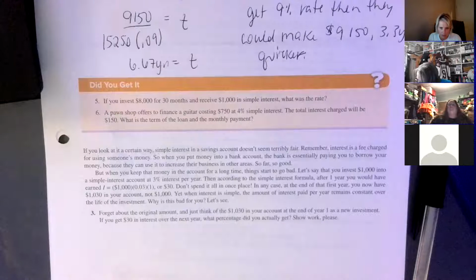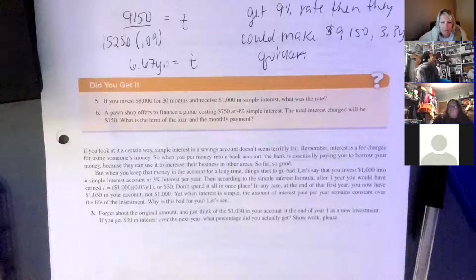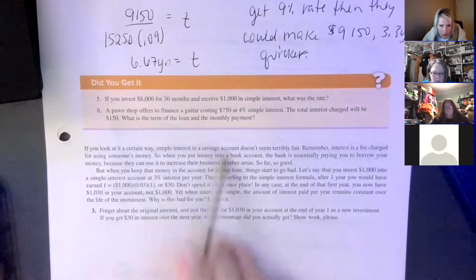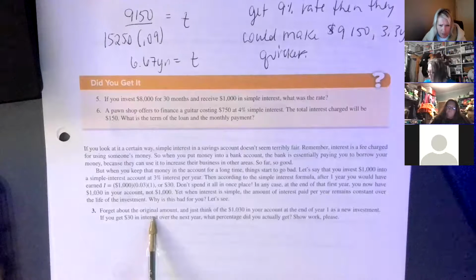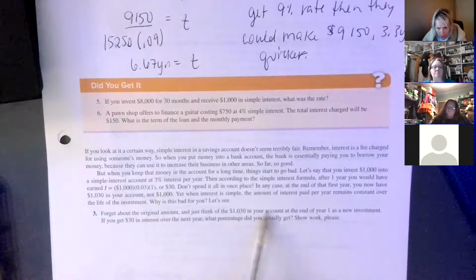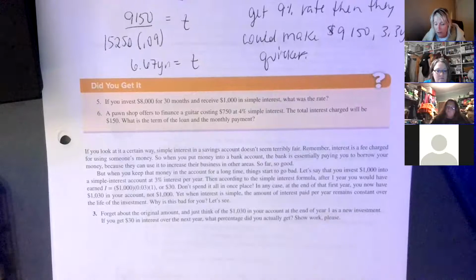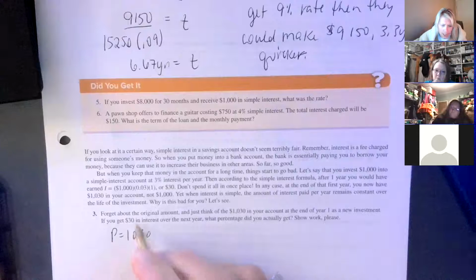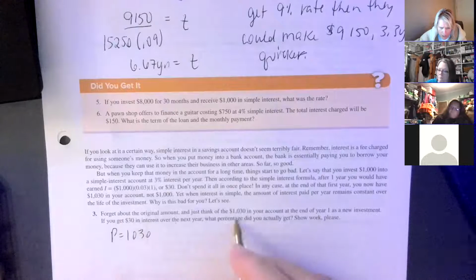Okay. Now they're walking us through, kind of leading us up to something special. I'm going to let you ladies read through this for a minute and pause it. And then you get an idea of what they're trying to get us to think about. That you're losing money. And something else. So number 3, hopefully everybody read this. It says, forget about the original amount. Just think of the 1,030 in your account at the end of year 1 as a new investment. That's our new P. If you get $30 of interest in the next year, what percentage did you actually get?